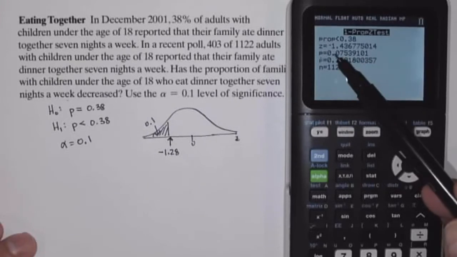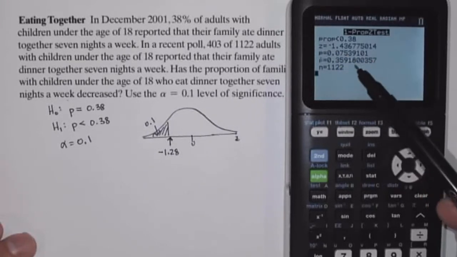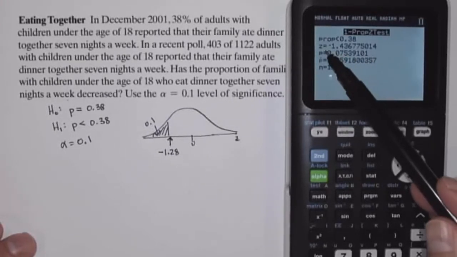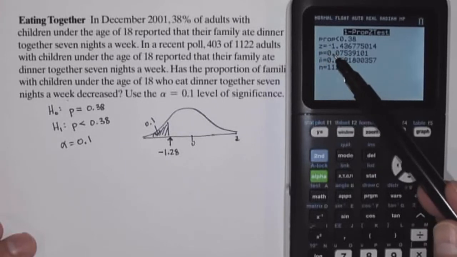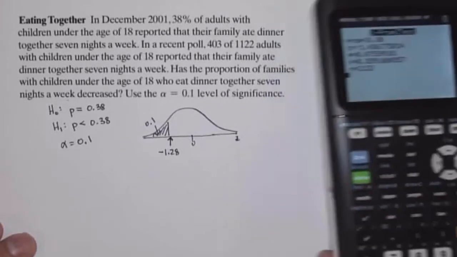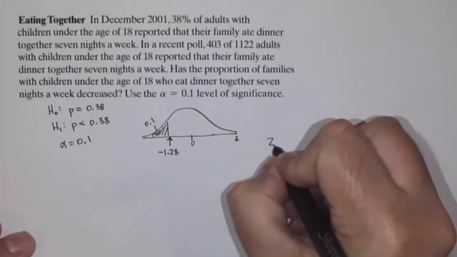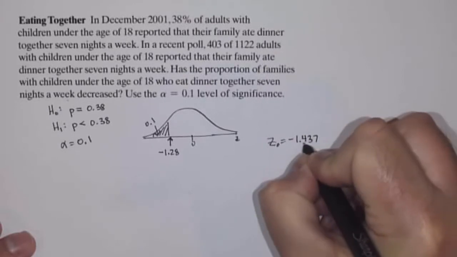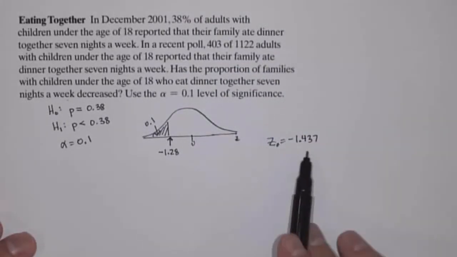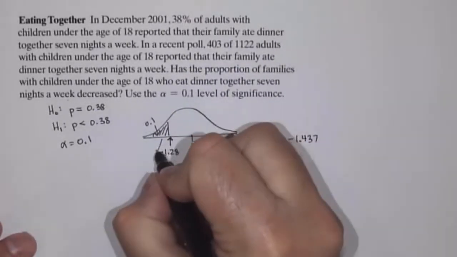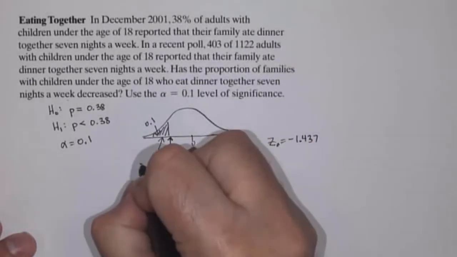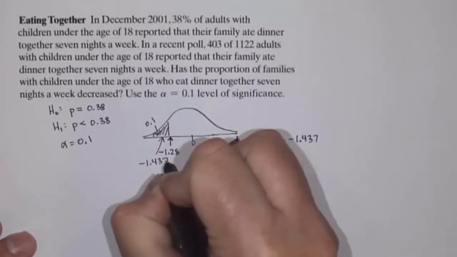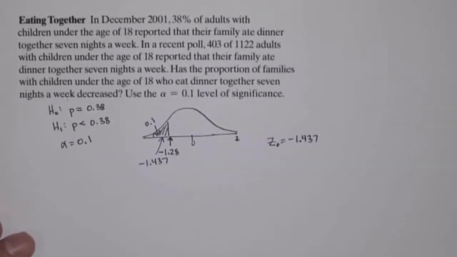So when I calculate, the calculator returns quite a bit of information here for me. The first thing that it gives me here, z, is negative 1.437. That is z0. So z0 is negative 1.437. That is our test statistic. So if I'm using the classical approach, I would compare that to the negative 1.28, and since that falls to the left, I would reject the null hypothesis, the same conclusion we had previously if alpha equals 0.1.